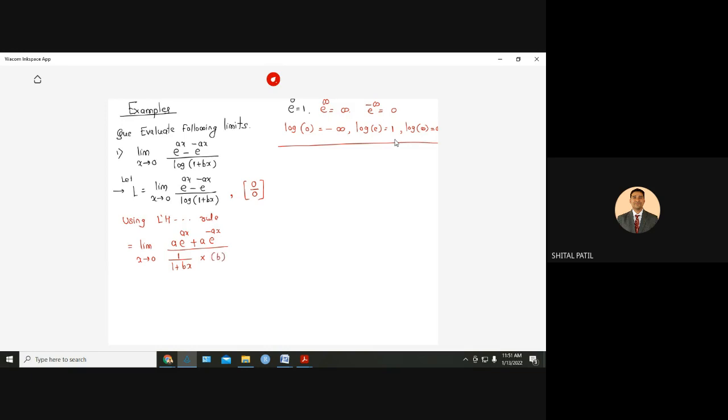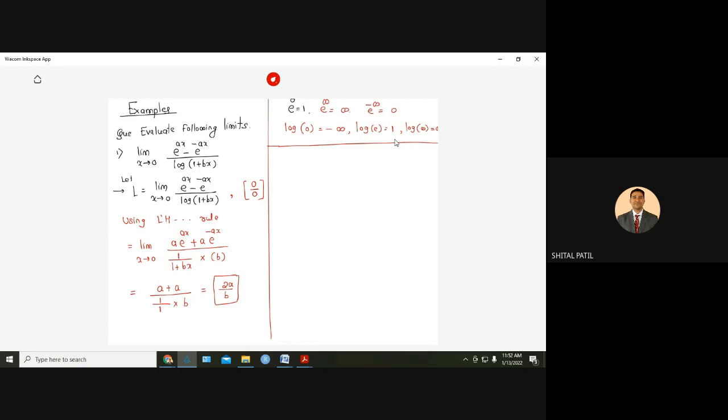B, very good. And many of you know it very well. Substitute x equal to 0: a e raised to 0, that is 1, divided by 1 upon 1 into b. Absolutely. The answer is 2a divided by b. That's it. Next example.